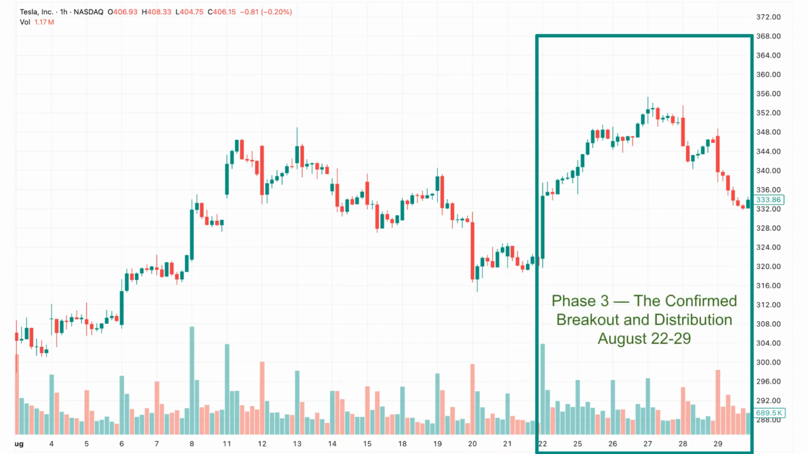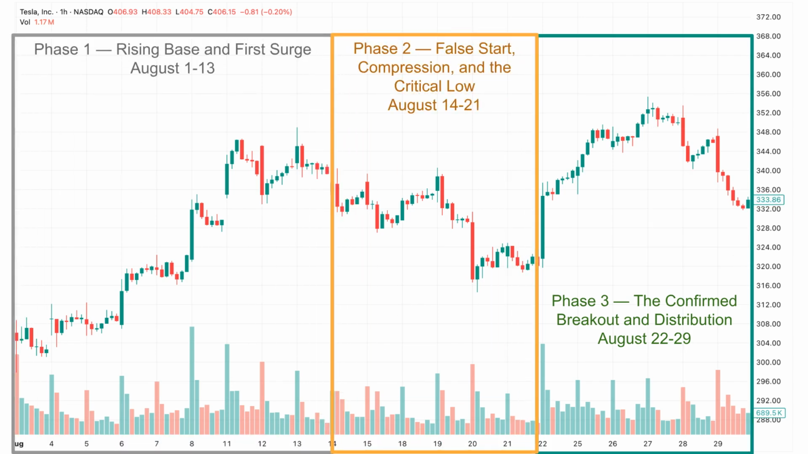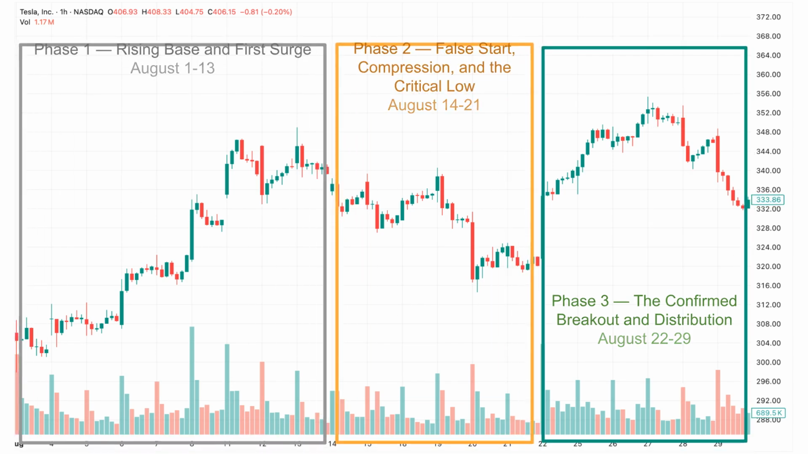Phase 3. The confirmed breakout and distribution, August 22nd through 29th. The confirmed breakout arrives on August 22nd, extends to a peak of $353 on August 27th. Then distribution begins, sharp selling that pulls price back to $333 by August 29th. The full cycle is on this chart. 3 phases, 1 qualifying setup. Let's build the case pillar by pillar.